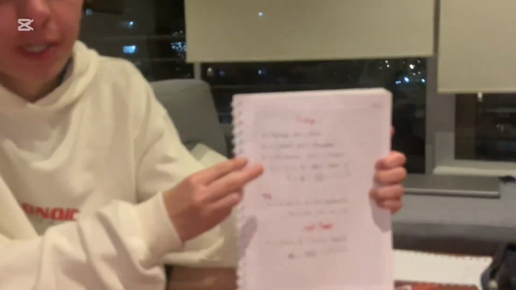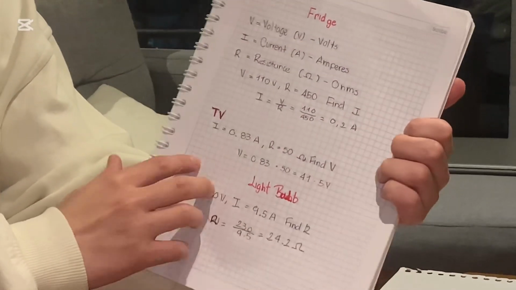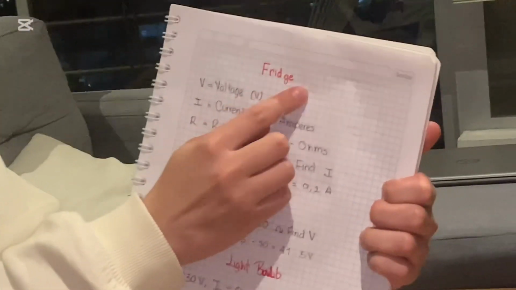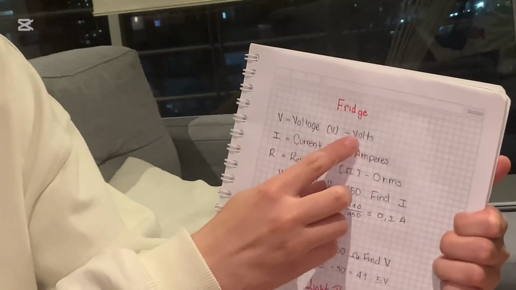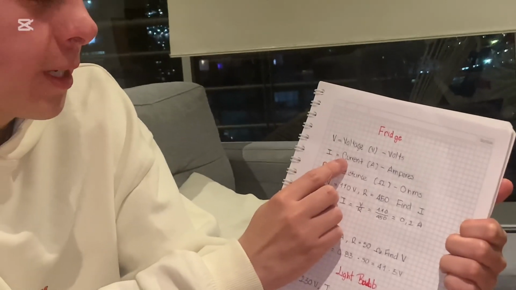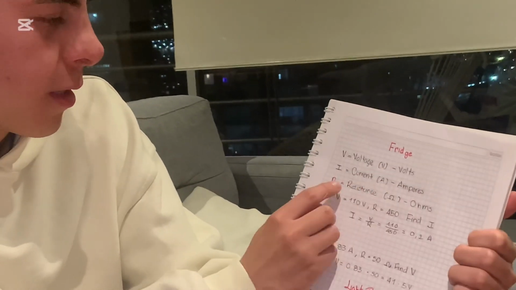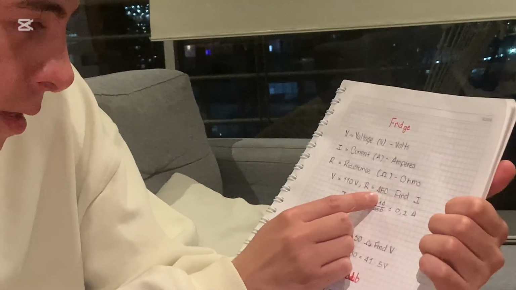And now it is time to explain the mathematics and how Ohm's law works. Here we have our three examples for the electricity in the house. First we have the fridge. First we have to identify the variables. We have V, which means voltage and is measured in volts; I, which means current and is measured in amperes; and R, which is resistance and is measured in ohms.